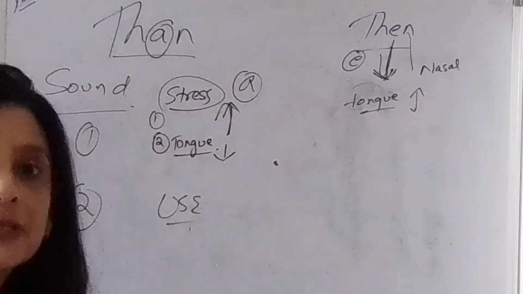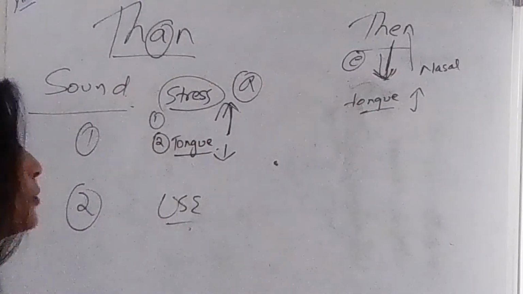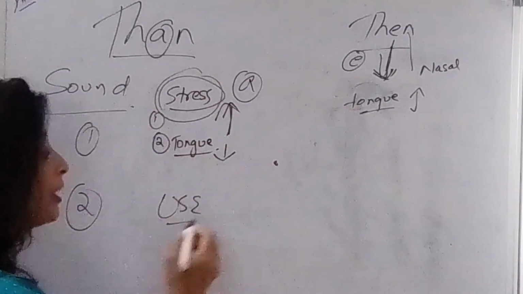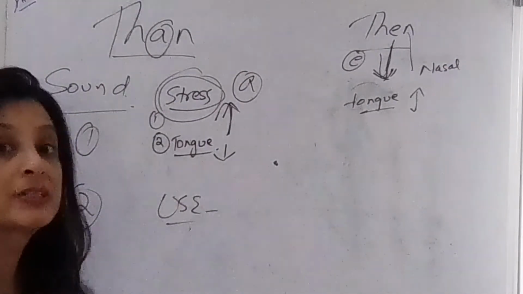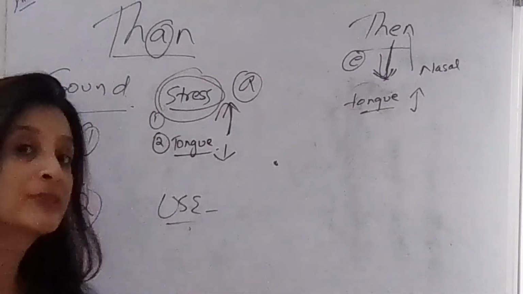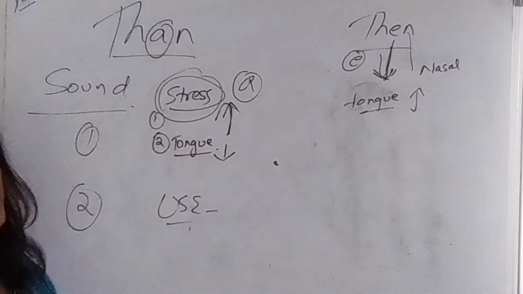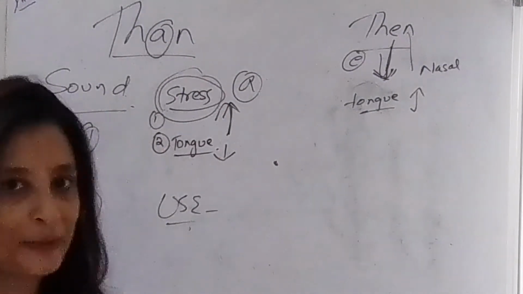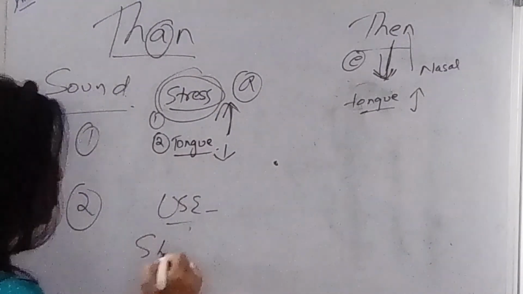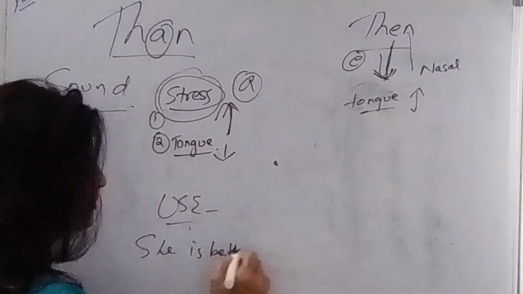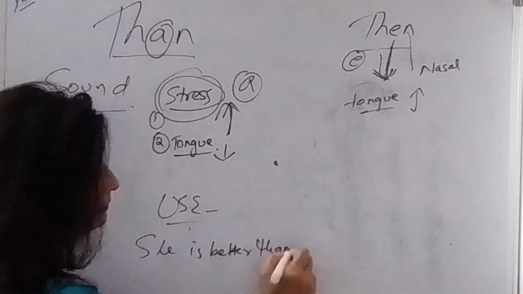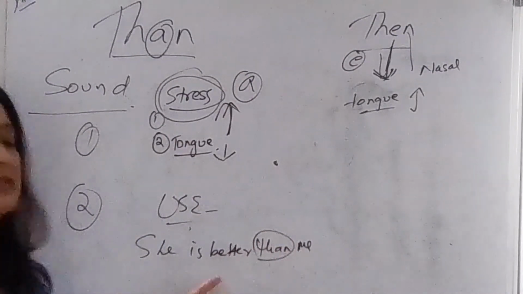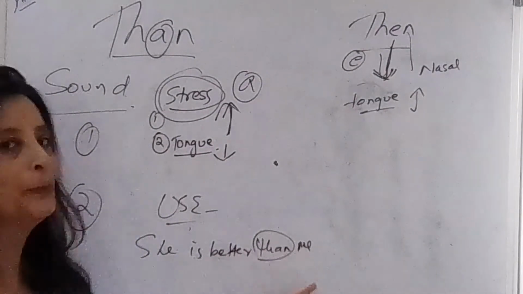Where are we going to use it? Yes. So the word with stress is always used in comparison. Whether it is positive or negative, it is used as a degree of comparison. We use it in the comparative degree. Correct. She is better than me. So stress is here.